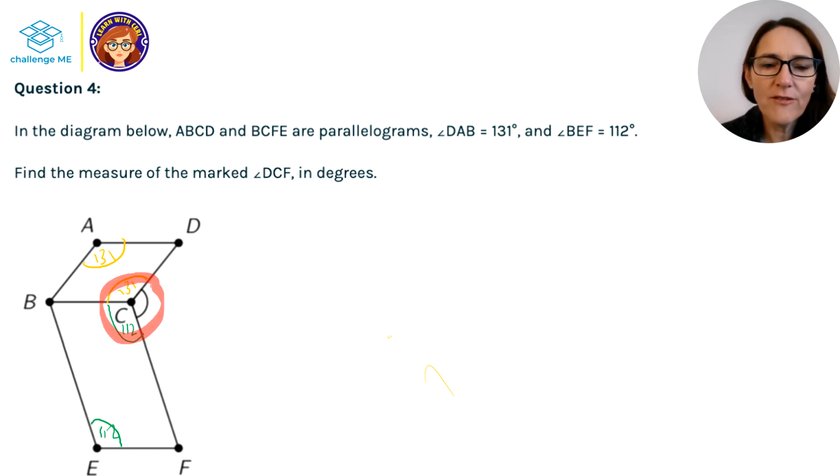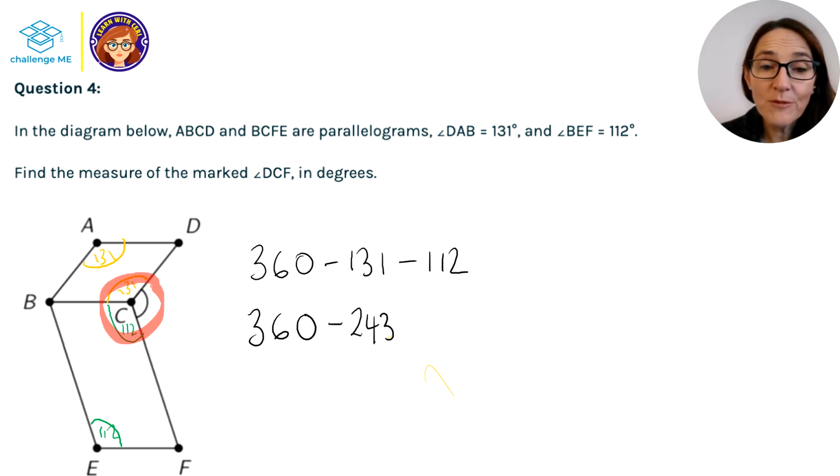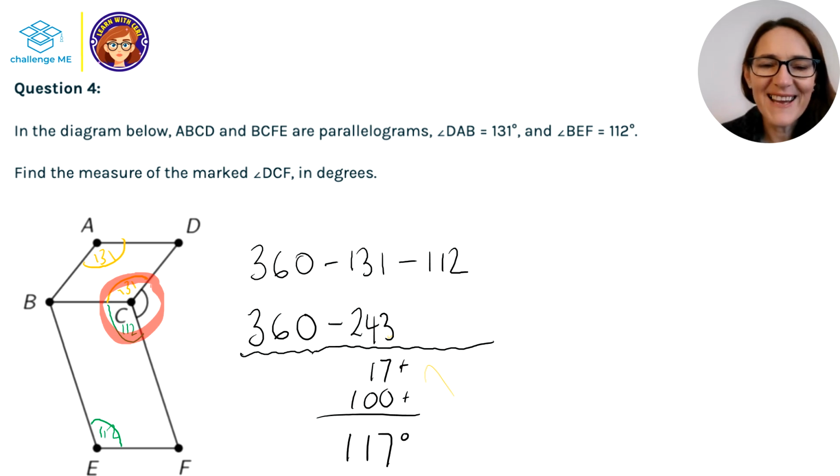So now we can solve our problem. We've got 360, take off 131 and then take off 112. Personally, I'd prefer to take it off in one go, and it's a nice number, so that's going to give us 243 to take away. And then personally I would then count up, so I would count up that I need an extra 17 to make 260 and then an extra 100, so I would actually get the final answer 117 degrees. I'm just going to do that there because that's not quite part of the same. There we go. Okay, hope that helped you with a few quick ways there as well.